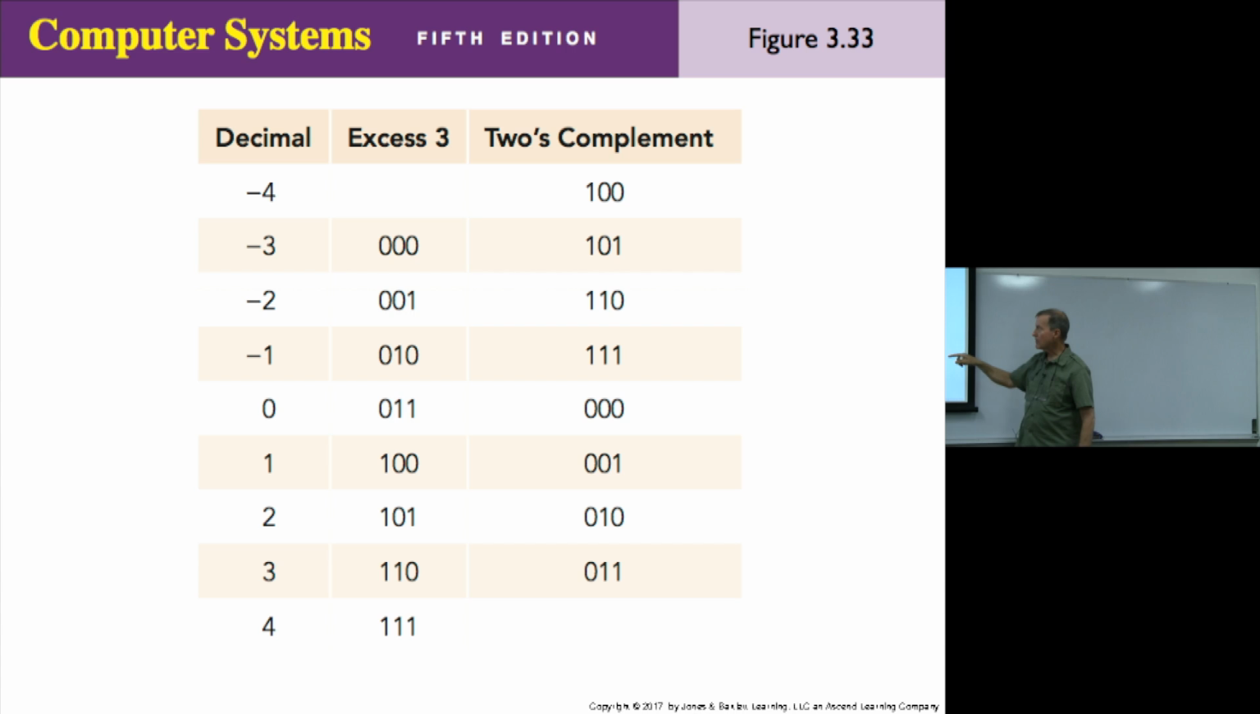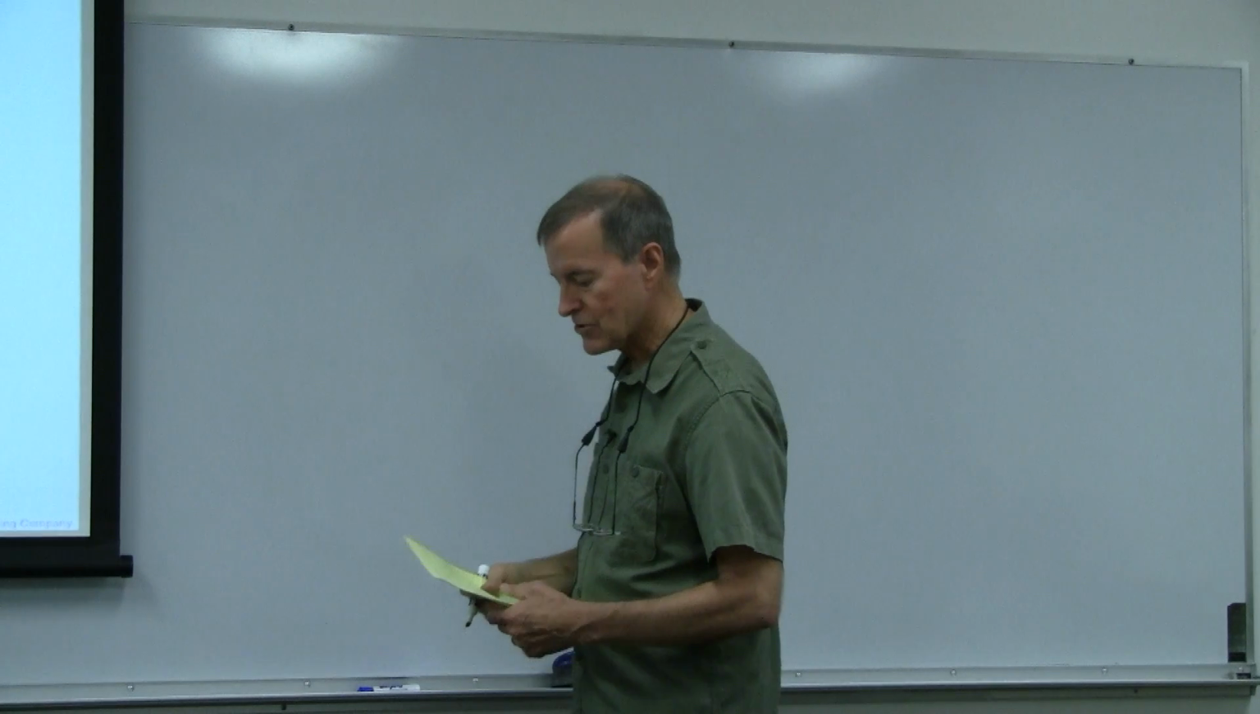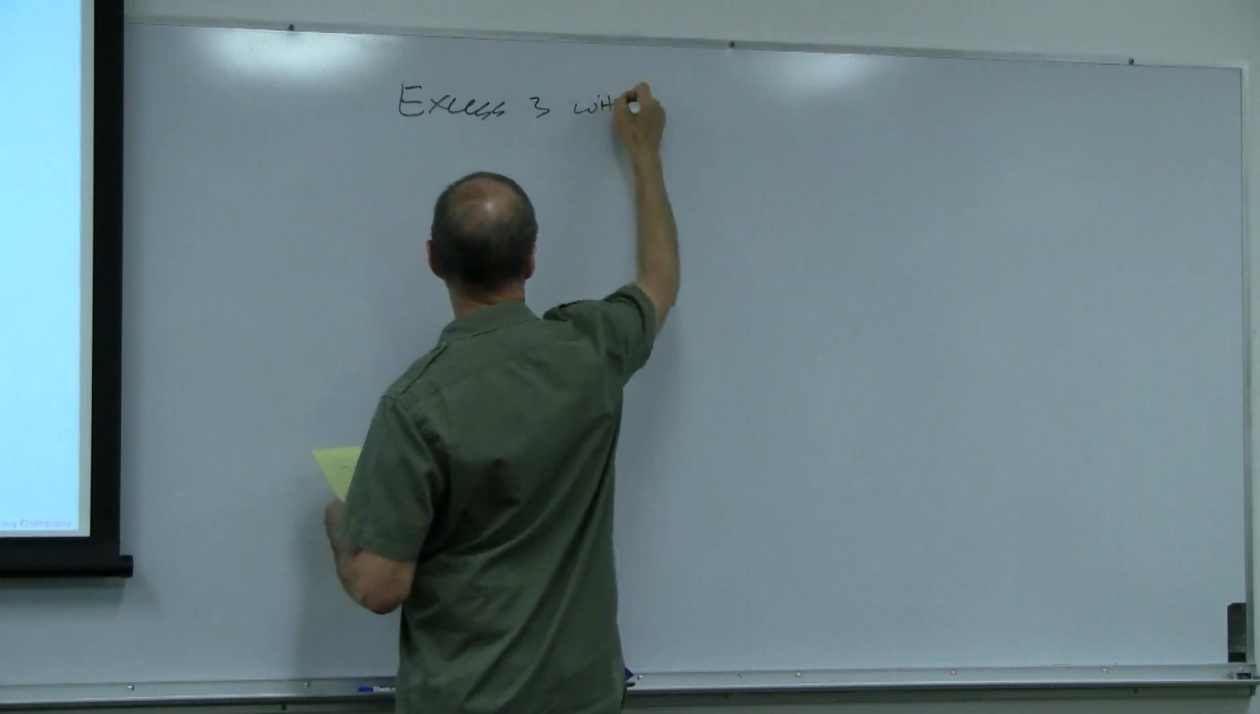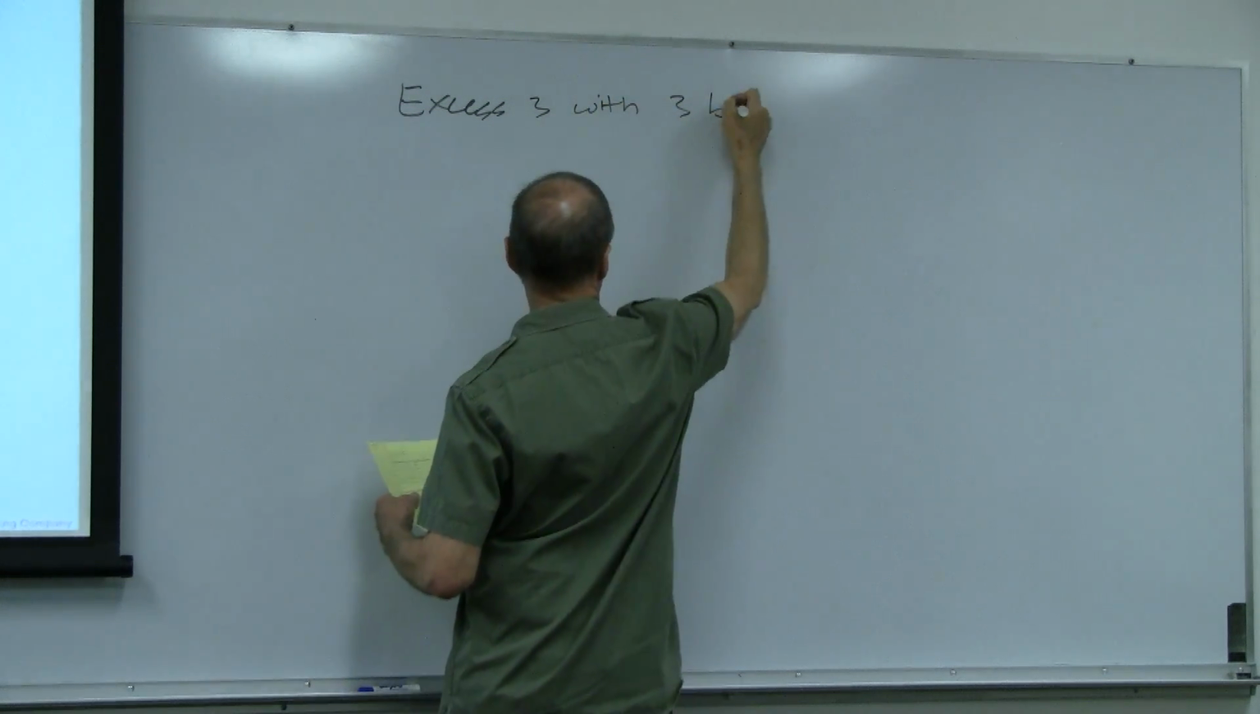And furthermore, look, what about the sign bit? If the sign bit is 1, the number is what? Positive. But that's the way it is. And you see that it's possible. We just assign the negative and positive values this way instead of the other way. So let's do some examples. Excess 3 with 3 bits.